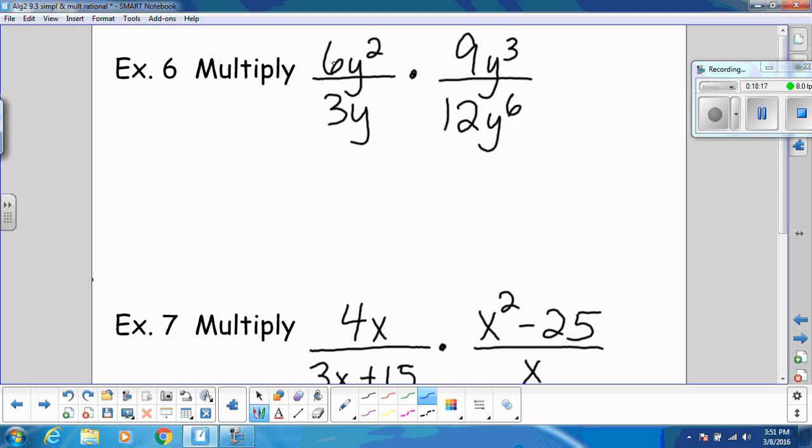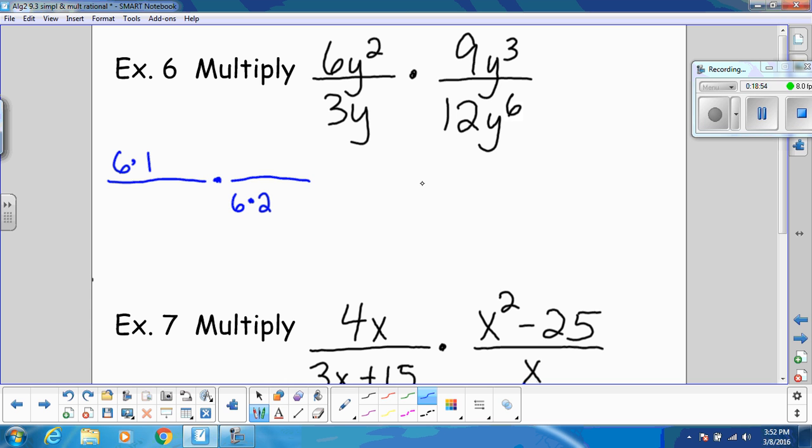So what I'm noticing is if I look at all the numbers in my numerator, I'm looking at 6 and 9, and I'm looking at 3 and 12. Okay, but I'm noticing the 6 and the 12. Do you see how 6 goes into 12? So I'm going to keep the 6 times 1 in the numerator. And then in the denominator, instead of doing 12, I'm going to do 6 times 2. And again, that's what my eye is drawn to because I've noticed that 6 goes into 12.